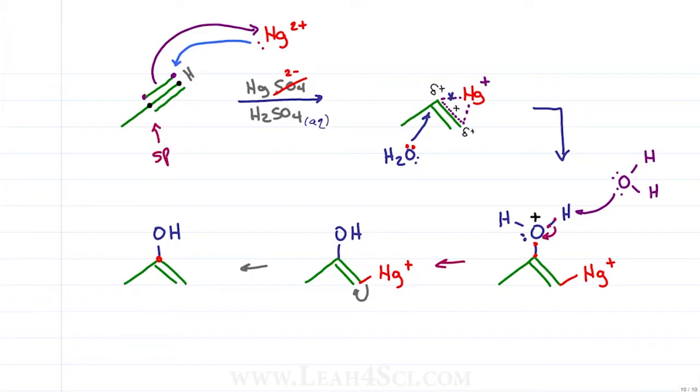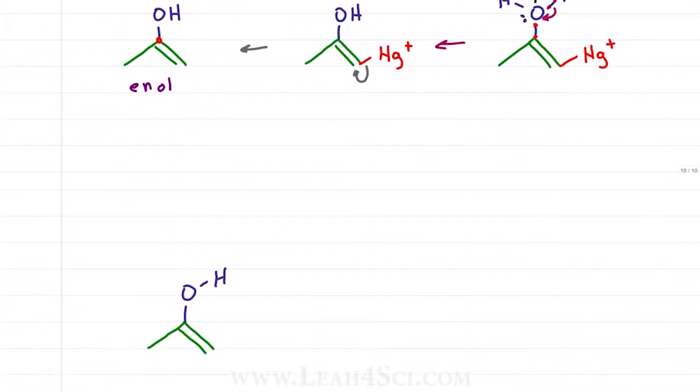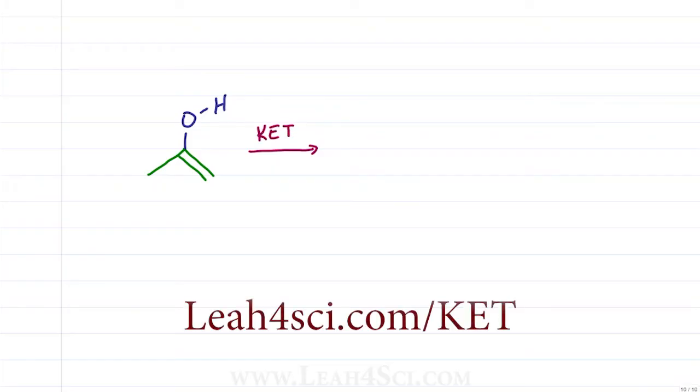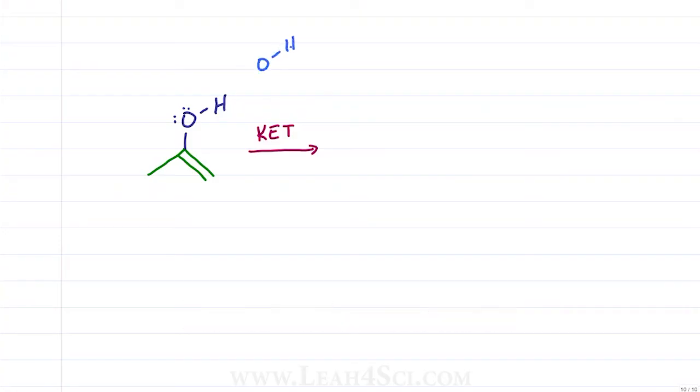Except, as we already mentioned, this product is an enol because it has an alkene and an alcohol sitting on the same carbon. This enol is not very stable and will undergo Keto Enol Tautomerization, a reaction that I teach in the video below at layer4sci.com/KET. In this case, the acid catalyzed version, because we're already in an acidic solution.